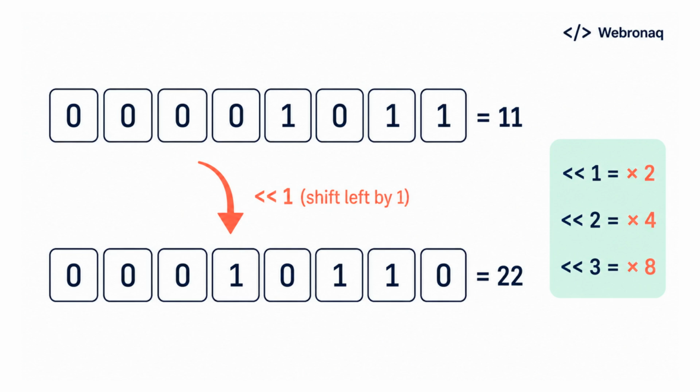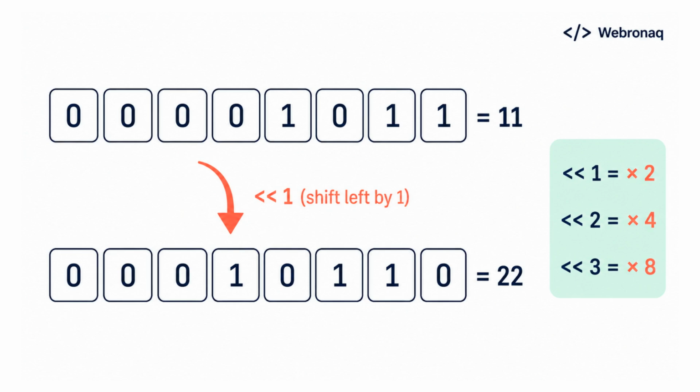And here's the cool part. Your CPU does this in a single clock cycle. No multiplication circuit needed, no looping, just slide the bits. That's why game engines and graphics code love bit shifts. When you see code multiplying by powers of 2, it's often written as a shift instead, because it's just faster.